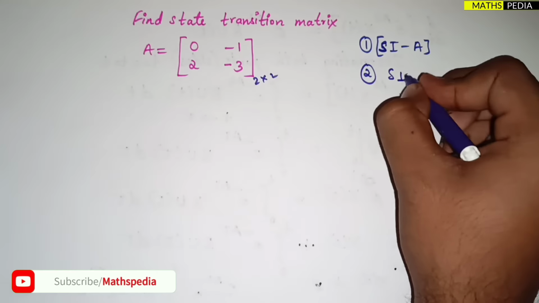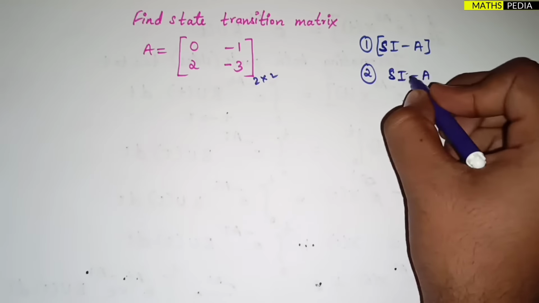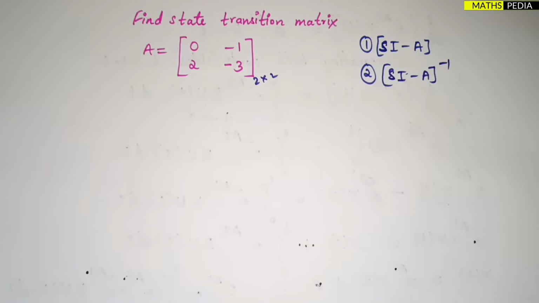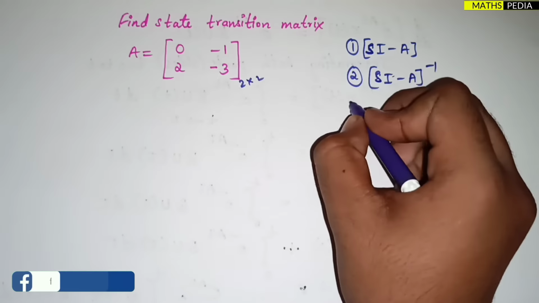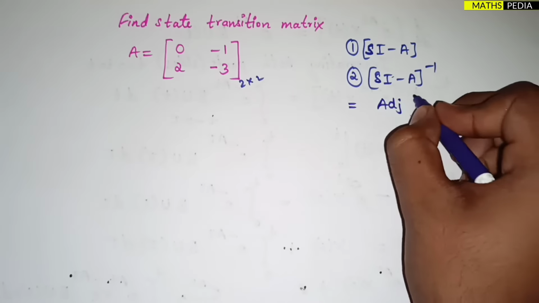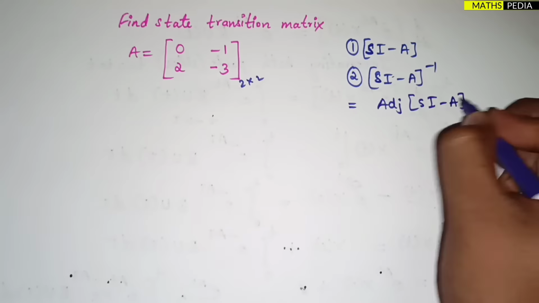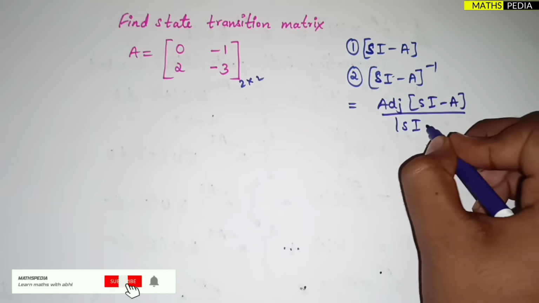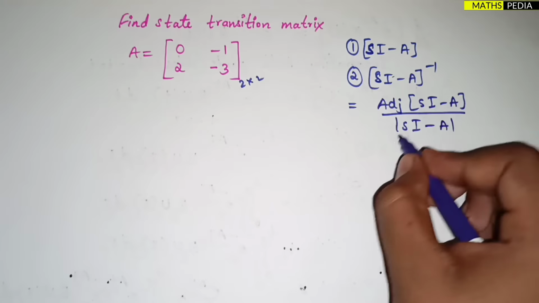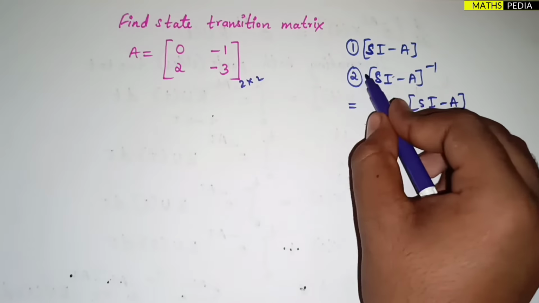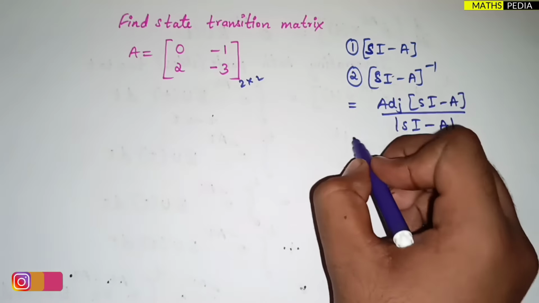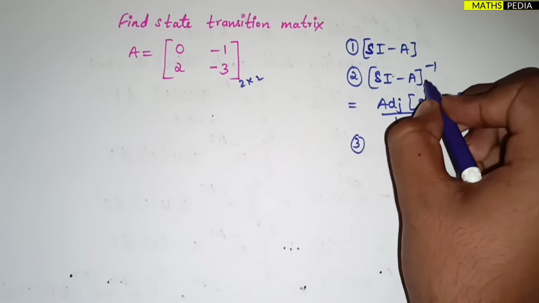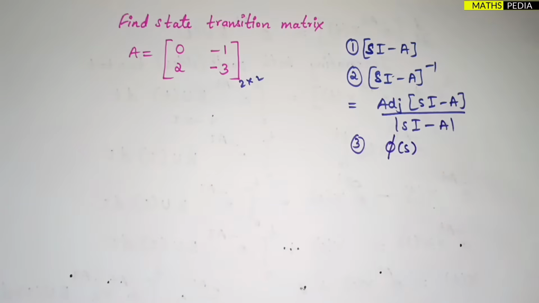The second step is to find the inverse of sI minus A. How will you find the inverse? For any matrix, to find its inverse you go for the adjoint of that matrix divided by the determinant of that same matrix. So in the second step you find the inverse of sI minus A. Now the third step: this answer, sI minus A inverse, is denoted by phi of s.